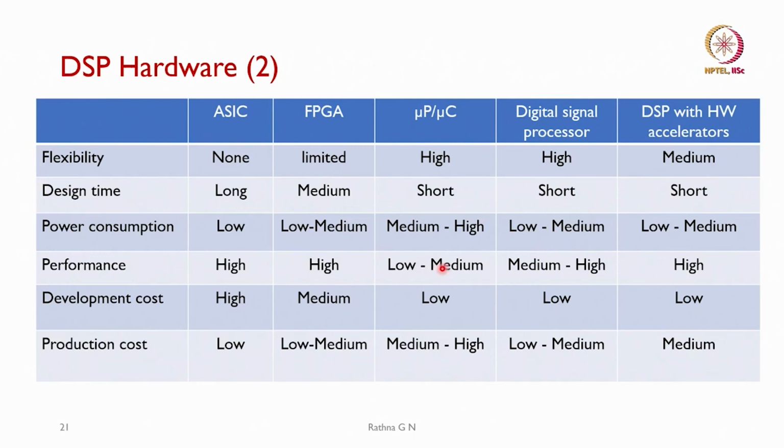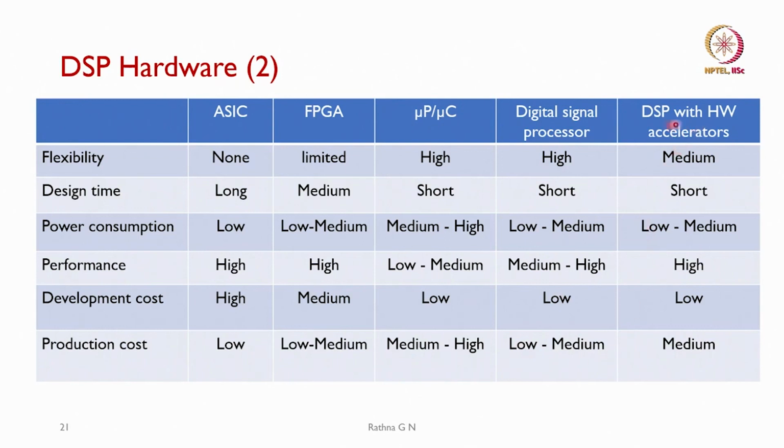So, when it comes to performance, they will be low to medium, whereas in the case of digital signal processor it is from medium to high performance that I will be getting. Coming to the development cost, both stand at low, and then production cost is going to be medium to high in this one, whereas for digital signal processor it is low to medium.